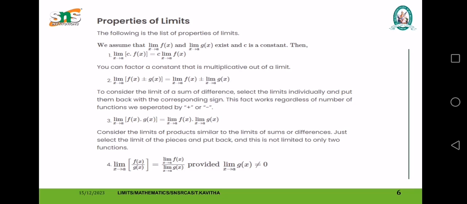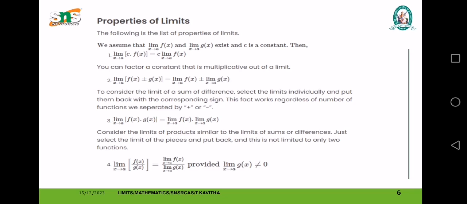The second one, the sum of the two functions: limit x tends to a of f of x plus or minus g of x is equal to limit x tends to a f of x plus or minus limit x tends to a g of x. To consider the limit of a sum or difference, take the limits individually and put them back with the corresponding sign. This fact works regardless of the number of functions separated by plus or minus.